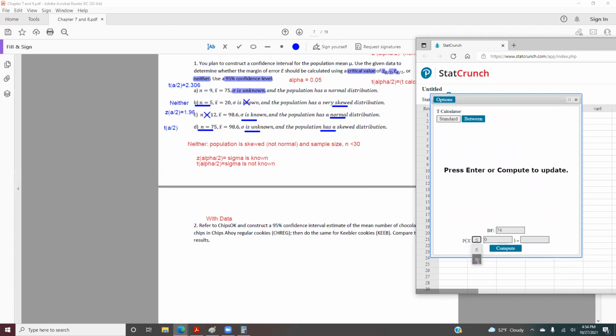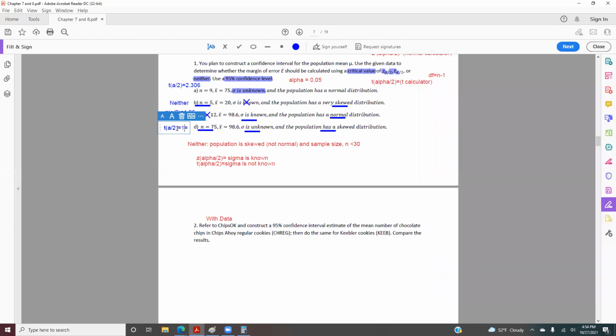And we still use greater. We use blank. And then this is 0.05 divided by 2, because our alpha is 5%. And you hit compute. So this is going to be 1.992. So the critical value in this case is 1.992.